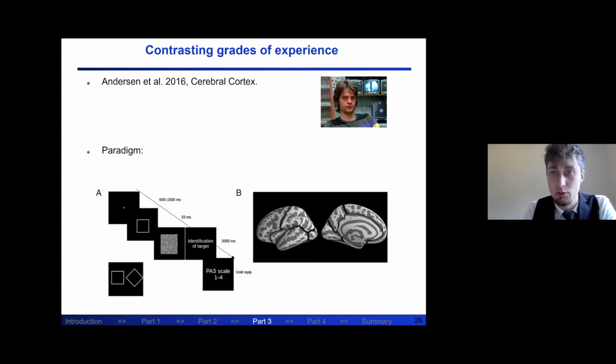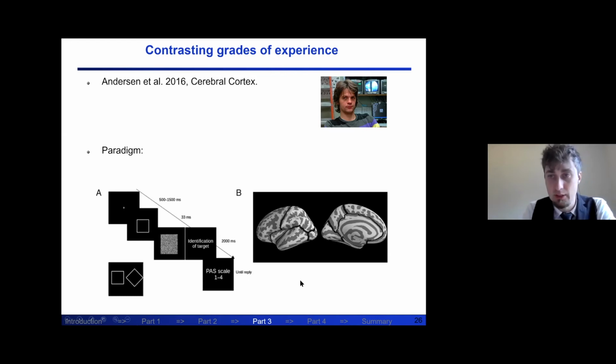This is Laura Müller-Andersen, the PhD student at the time, who conducted this study. So he used a simple visual identification task, present one of two stimuli here, so a rotated square. Well, technically it was a rectangle. And masked it, and then participants have to identify it and rate their awareness.